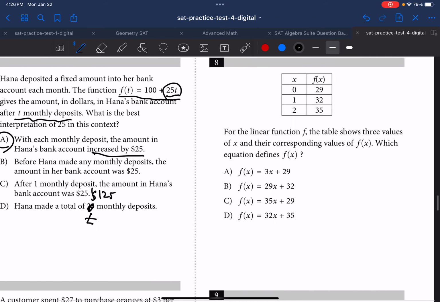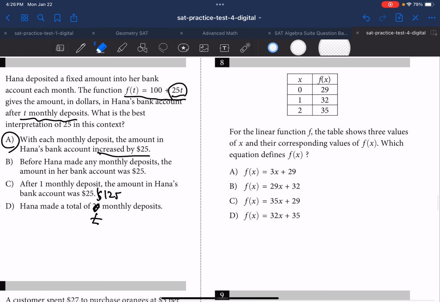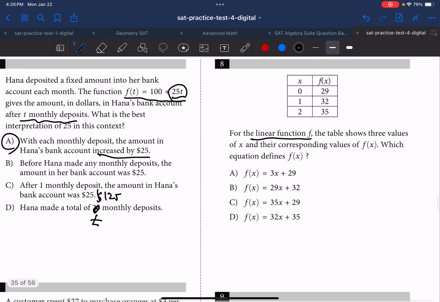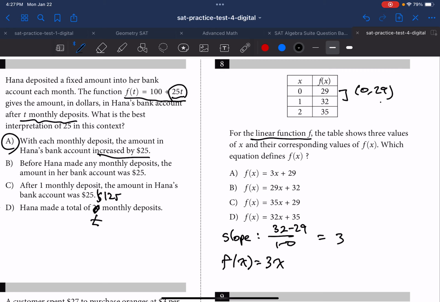Number 8. For this linear function, we could just compare the first two data points. So the slope would be 1 minus 0 over 33 minus 29, which is 3. So f of x equals 3x, and then we plug in 0, 29 into this. And the y-intercept is 29. So our final answer is A.